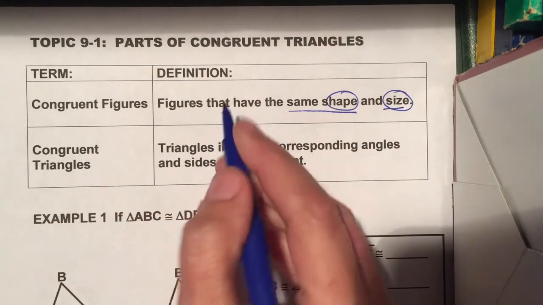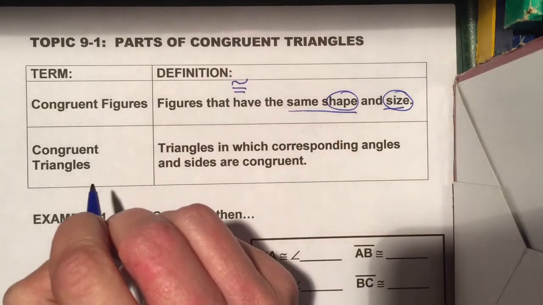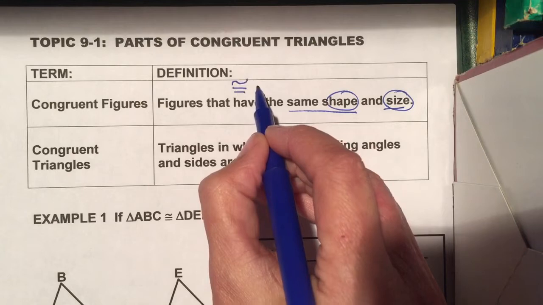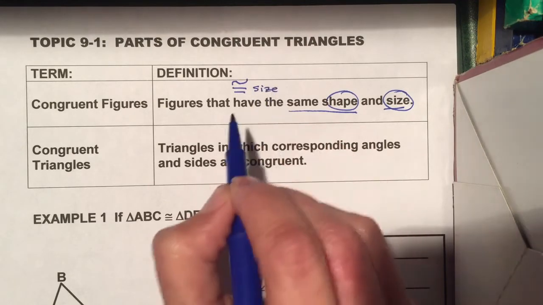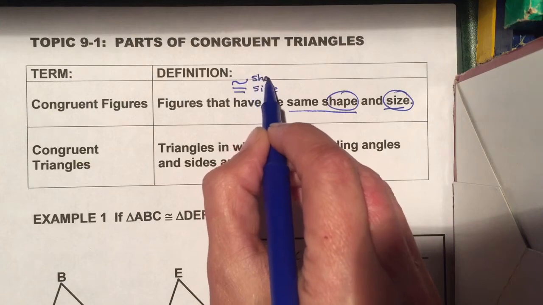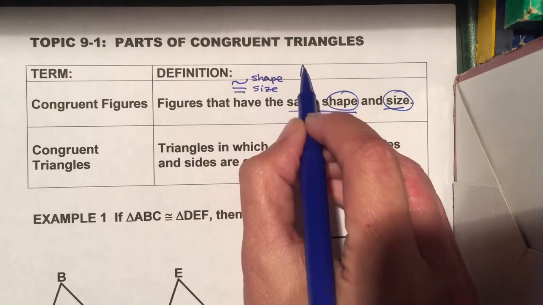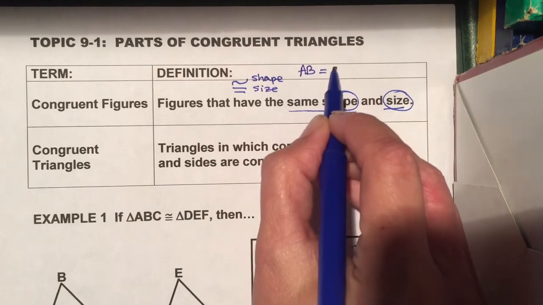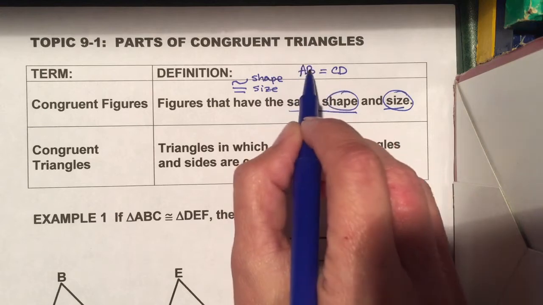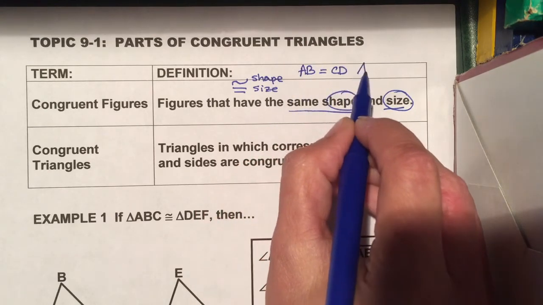If you remember, the symbol for congruent is this. Now, what does that mean? Well, the equals represents the same size. The squiggly represents the same shape. So if I were to say AB equals CD, then I'm saying those two are equal in size. I don't have the squiggly, so we're not talking about shape.